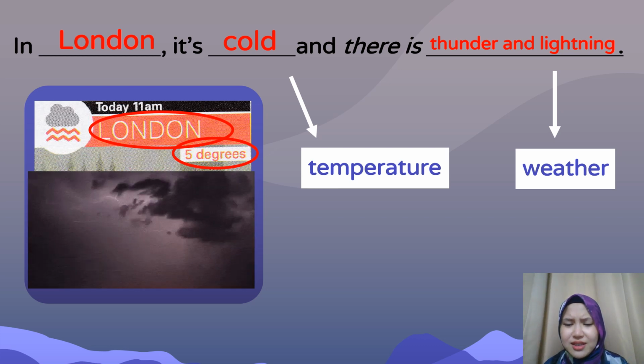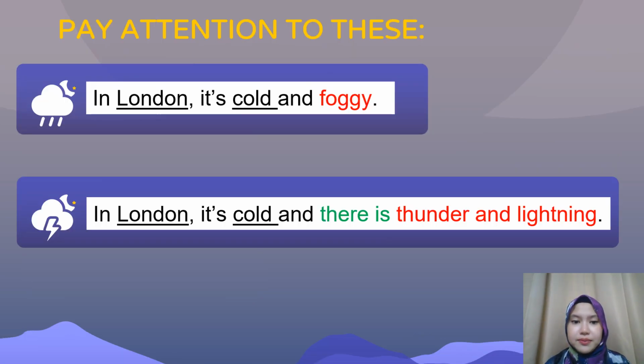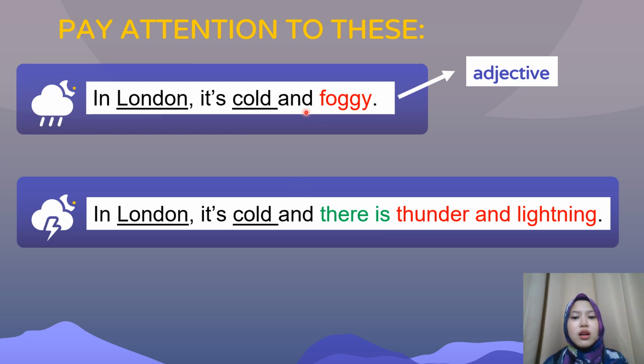Okay, then what's the difference? The difference is, for this part, contoh, the first sentence tadi, in London it's cold and foggy. Why can we use like this? Kenapa ayat kedua ni we cannot use like this? We cannot just say it's cold and thunder and lightning. Okay, the reason is because foggy is an adjective, kata sifat. Sama macam temperature. So boleh lah combine it's cold and foggy. Ia sejuk dan berkabus. Okay, it's adjective.